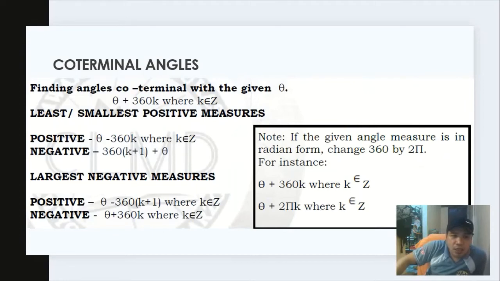Now, to find angles coterminal with the given theta, theta plus 360 times k, the number of possible revolutions. For the least, smallest positive measure, it is theta, or the angle, minus 360 times k. Then for the largest negative measure, it is the angle minus 360 times k plus 1 if it's a positive number. And if it's a negative number, angle or theta plus 360k.